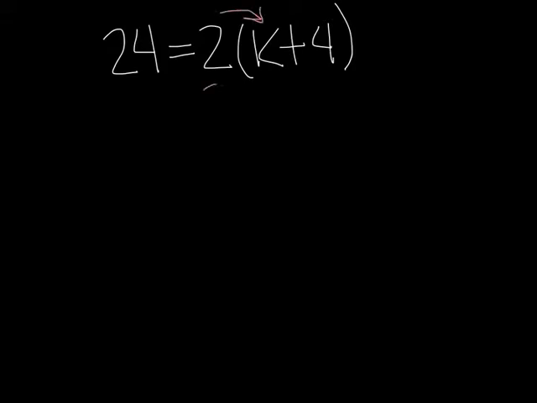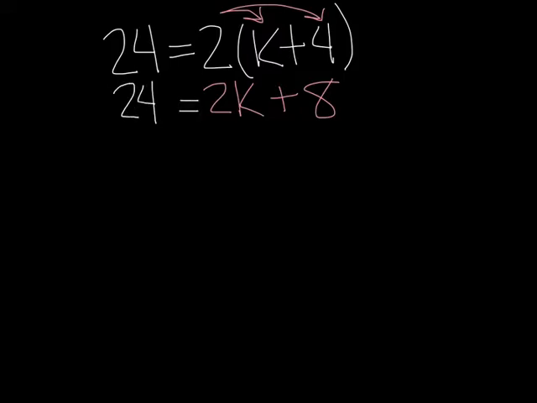2 times k is 2k, and 2 times a positive 4 is a positive 8. We'll bring down the equal sign and the 24. Let's get all of the constant terms to one side of the equation. So I would like to subtract 8 from both sides.